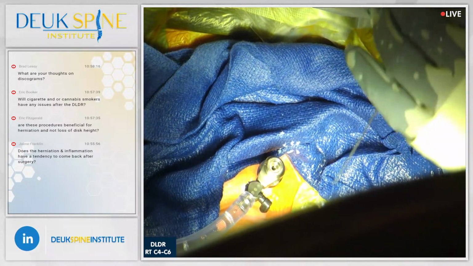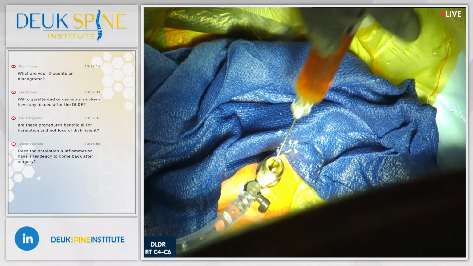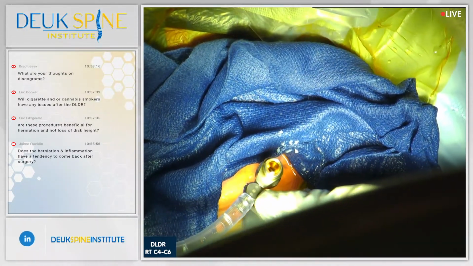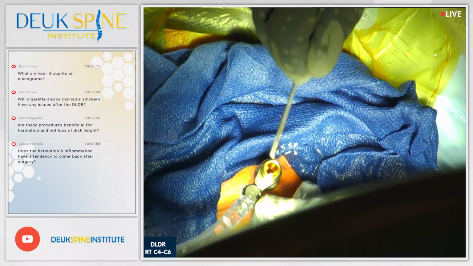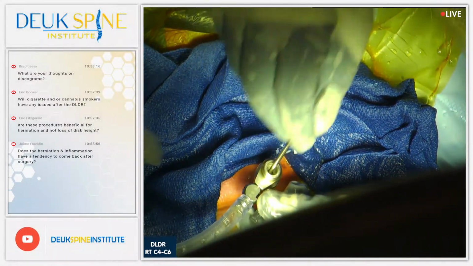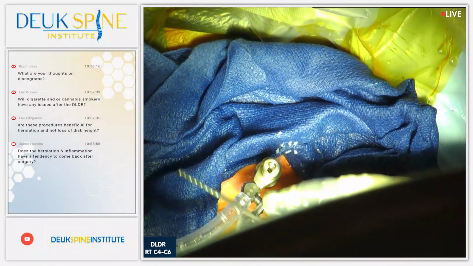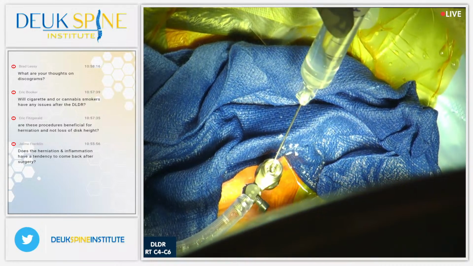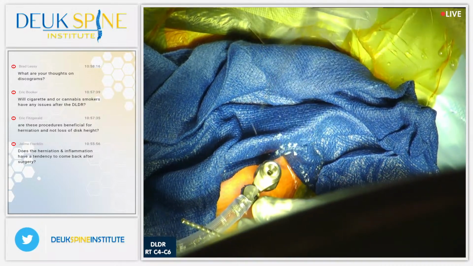And I've done 500 PCDFs, posterior cervical laminectomy and fusion. I don't do laminoplasty because I don't think it's a safe or effective procedure. It's, in my opinion, just not a good surgery. I wouldn't recommend it.